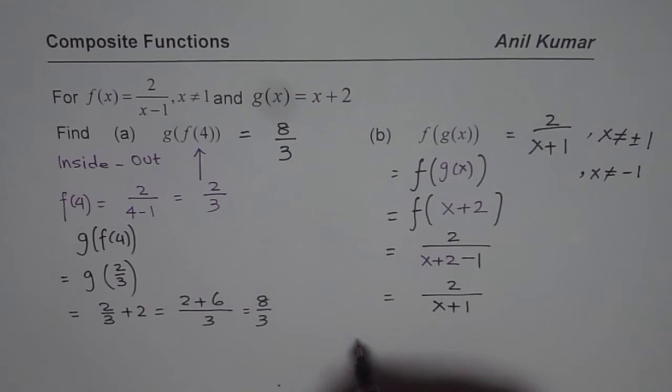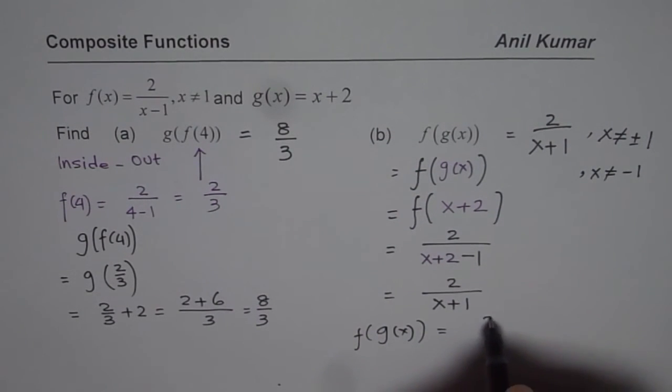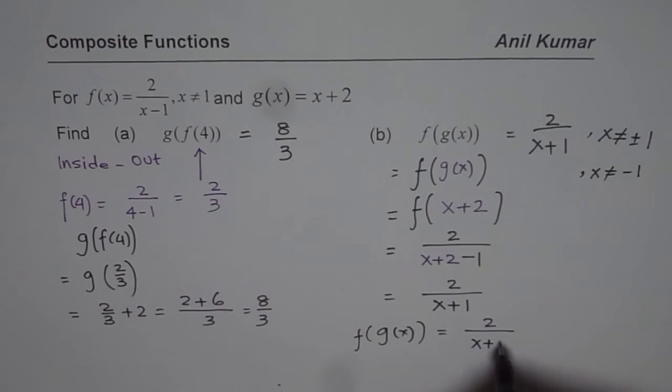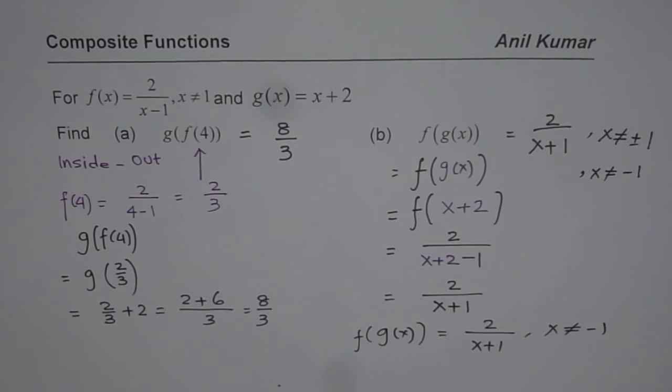So we can write our answer that f of g of x is equal to 2 over x plus 1, where x is not equal to minus 1. Okay, I hope that helps.